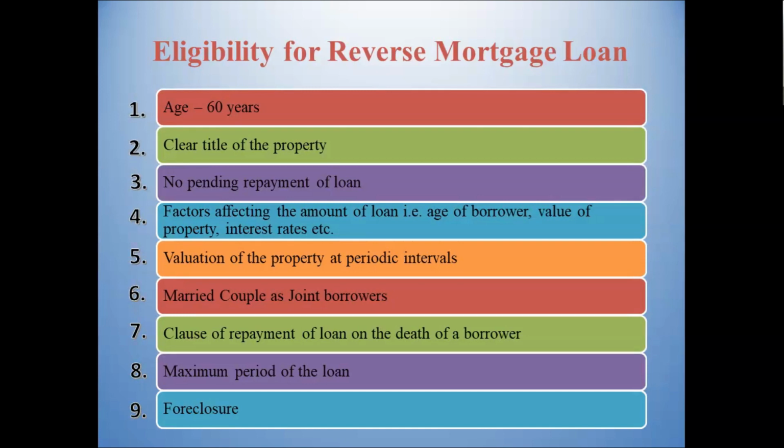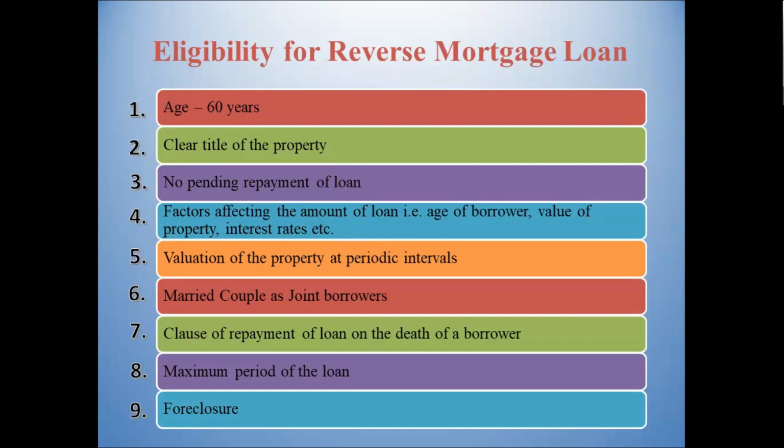There has to be a clear title of the property. There should not be any kind of dispute as far as the property is concerned. If someone has already taken a loan against that property, that loan either has to be settled, or the EMI of that loan shall be adjusted out of the payments against the reverse mortgage loan. The amount of loan will depend upon the age of the borrower, the value of the property, and the interest rates at that point of time.